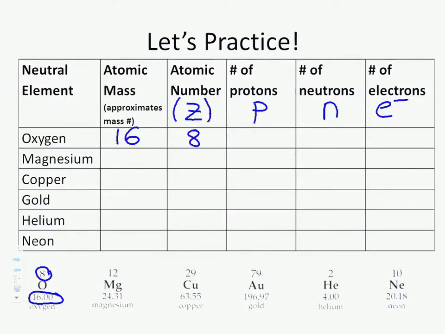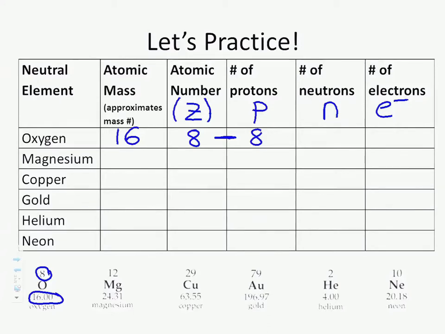And the number of protons, remember, is always, always, always equal to our atomic number. So if you ever have a different number for atomic number versus protons, it's wrong. Atomic number is always equal to the number of protons. Okay? Then we have neutrons.